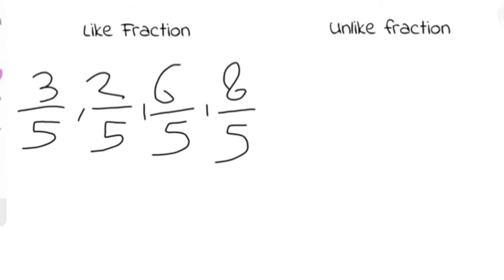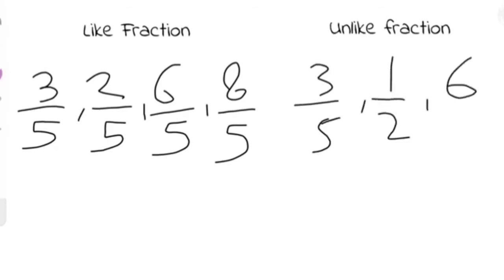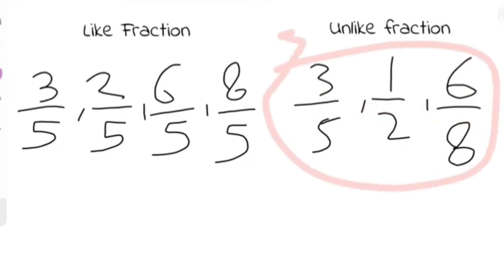So whenever the denominator and numerator both are different, they are known as unlike fractions, like 3 by 5, then 1 by 2, 6 by 8. So here, as you can see, the numerators are also different and the denominators are also different. So these are known as unlike fractions because they do not have anything alike in between.